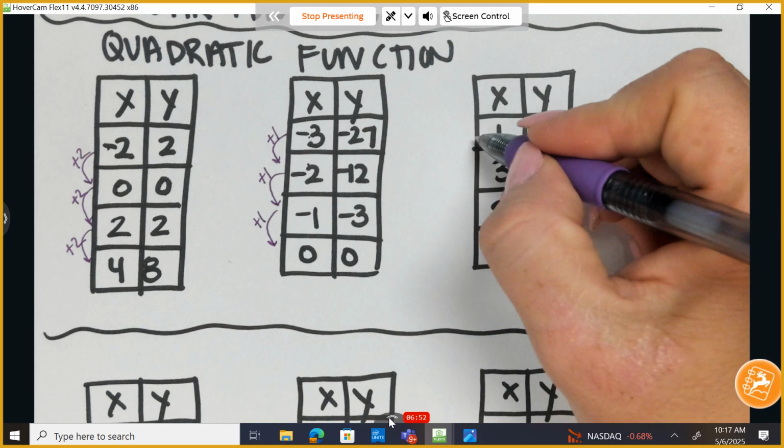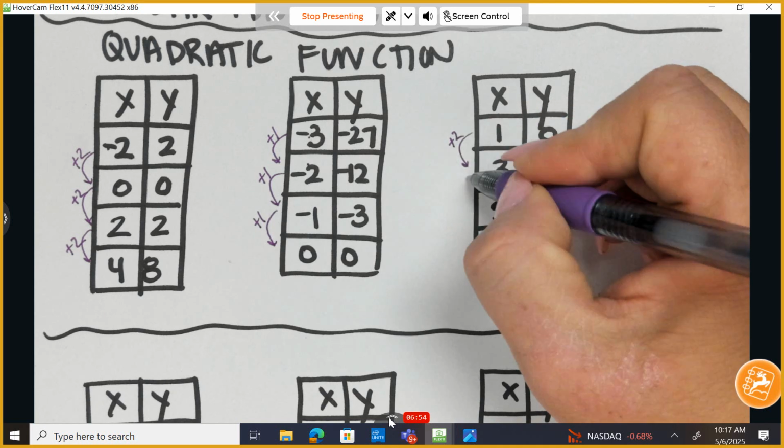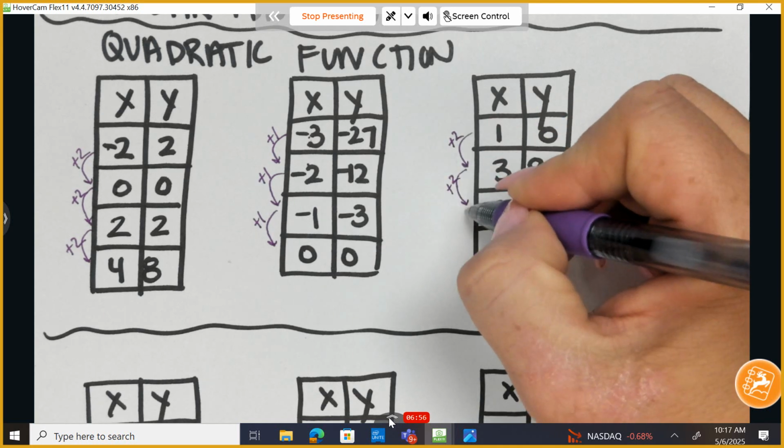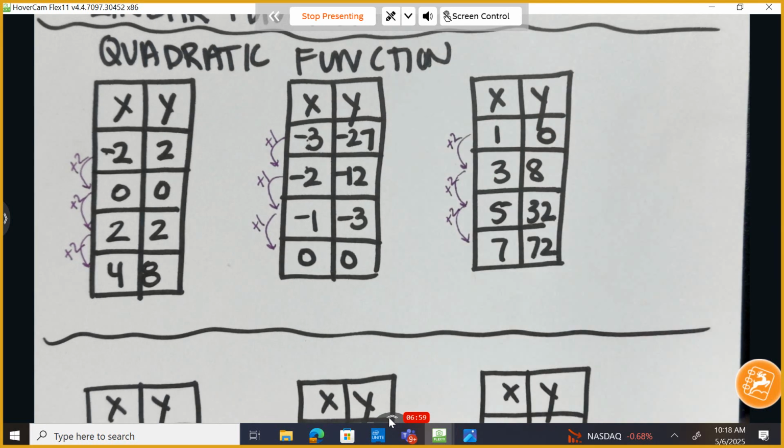Let's go to the last one. 1 to 3, I'm adding 2. 3 to 5, I'm adding 2. 5 to 7, I'm adding 2.